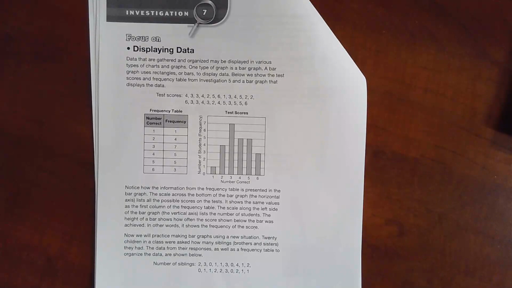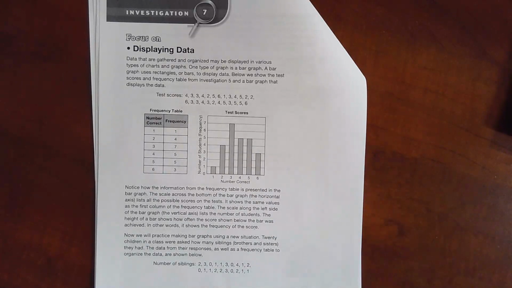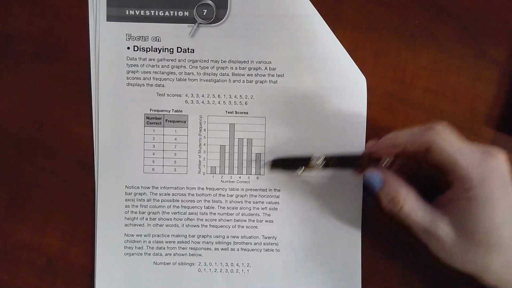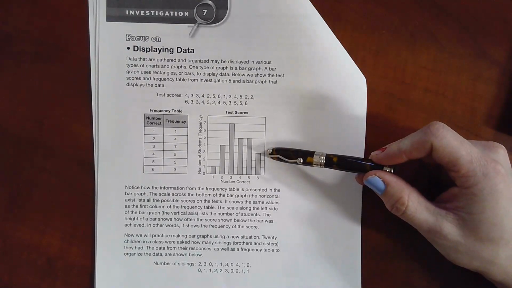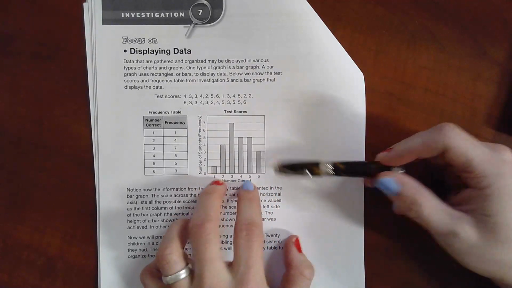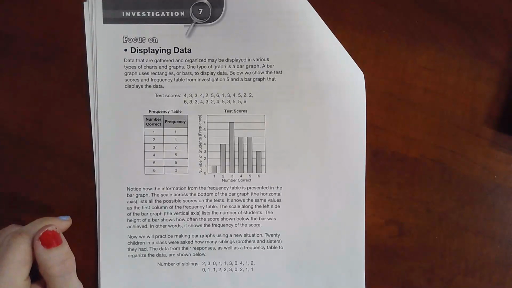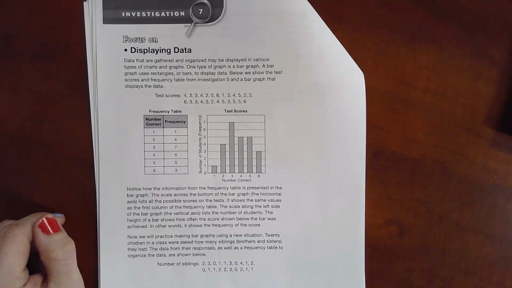The bar graph uses rectangles, actually a histogram. Bar graphs are supposed to be touching. Well, yeah, so this is, I think, technically a histogram because they're separated. An actual bar graph, they're all smushed together. But anyway, notice how the information from the frequency table is presented in the bar graph.